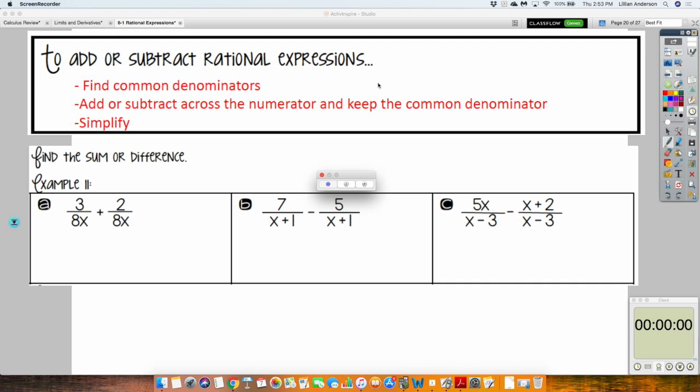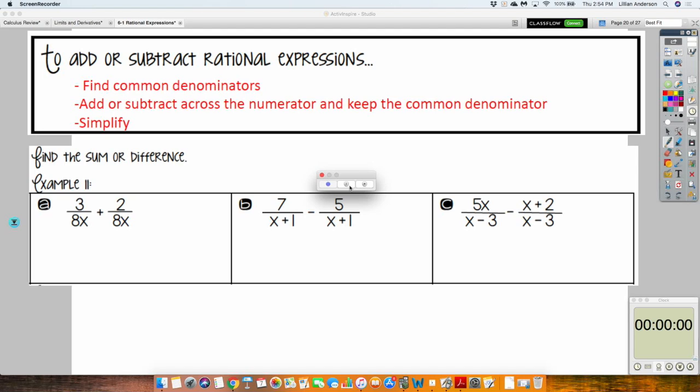So for this last little bit, we are going to add and subtract rational expressions. Okay? So, because these are fractions, just like when you're adding and subtracting regular fractions, you need to have common denominators. The same concept applies here. After you get your common denominators, from there, then you want to add or subtract across the numerator and keep the common denominator and then simplify.